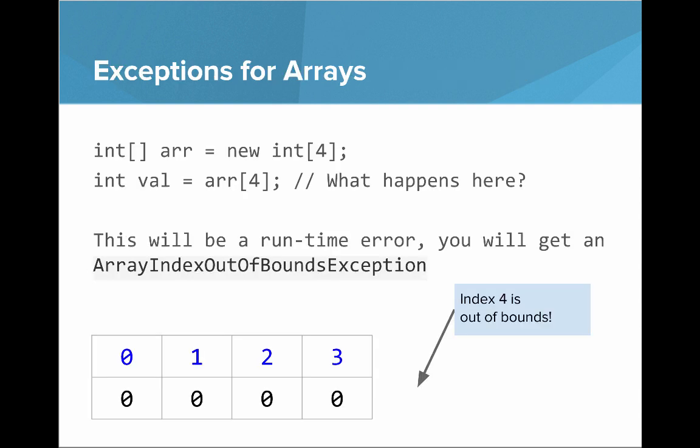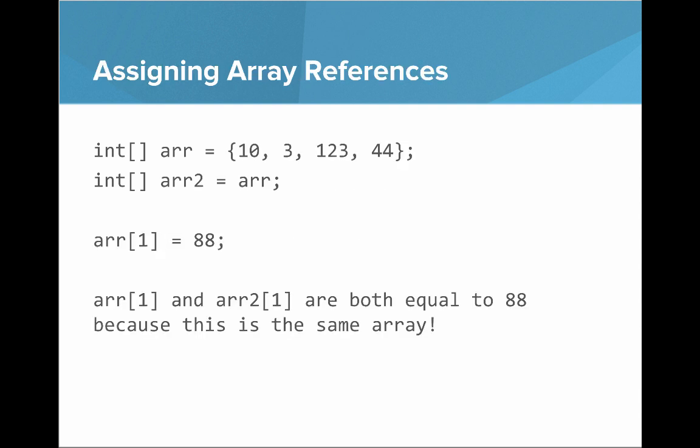It's also important to know about exceptions for arrays. So let's say I make a new int array that has four spots. And then I go and say int val equals arr of four. Well, what will happen here? Well, what will happen is you'll get a runtime error and we'll get an ArrayIndexOutOfBoundsException. And you can see from the diagram below that our array only has four slots. And when we go and try to access index four, that's out of bounds. That's past the outside of the array.